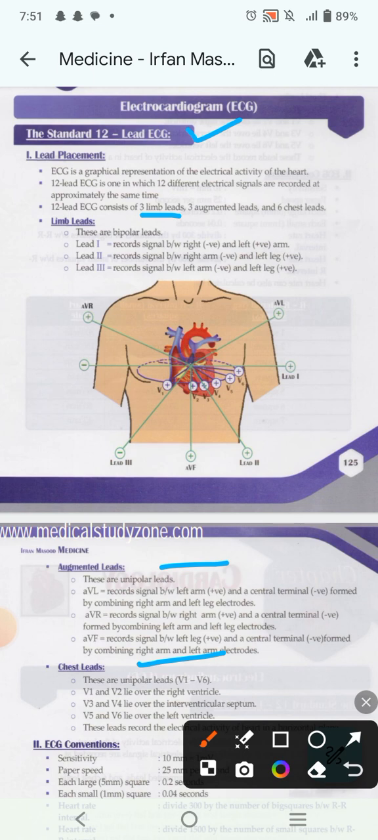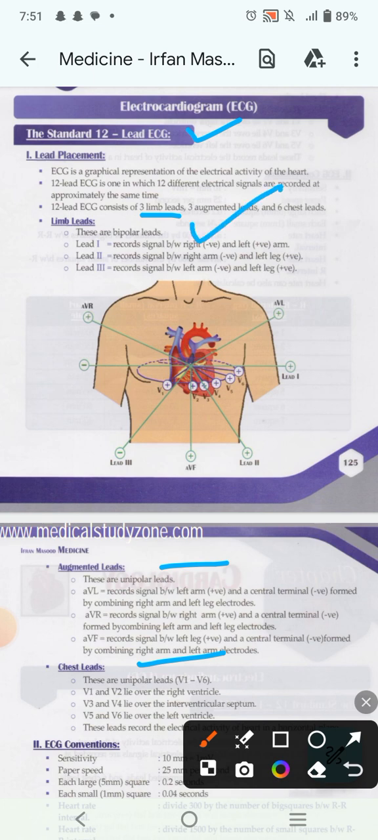So I told you the difference between electrodes and leads. You must know that difference in order to start this chapter. I am following Irfan Masood here, and inshallah I will continue following it in my remaining videos as well. In the previous video we just had the introduction, so let's start the standard 12 lead ECG.